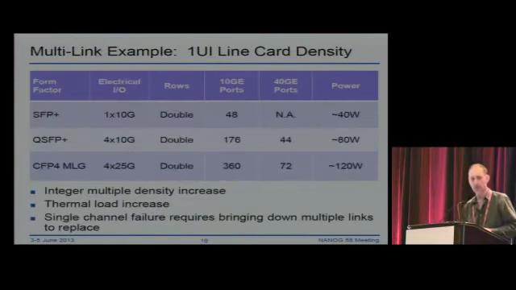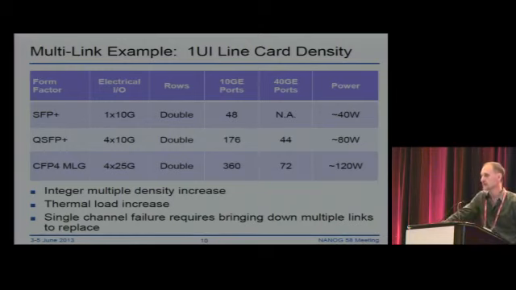Why are we doing that? Why are we imposing this complexity on you? Because the density advantage is enormous. On the first line there, I've listed what you can achieve with an SFP+. You can get 48 ports in a 1 RU card, and that's considered state-of-the-art for 10G. If you go to a QSFP with a 4x10G octopus cable, you can increase the number of 10G ports to 176.